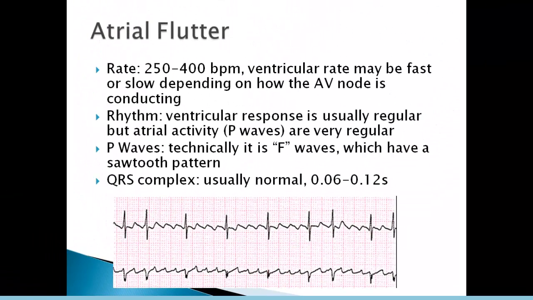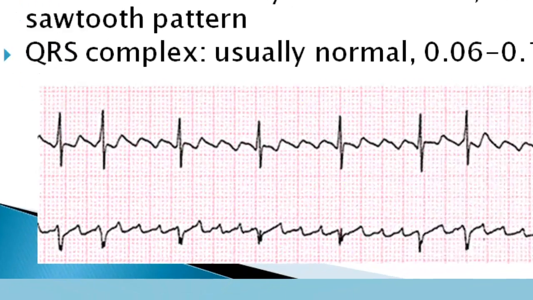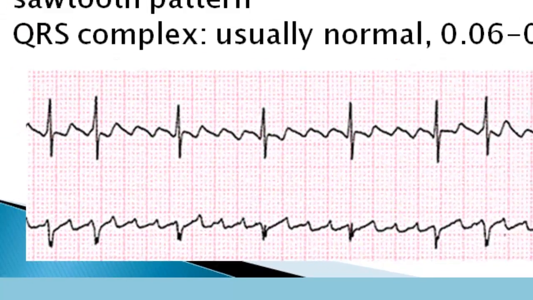Atrial flutter. The rate for atrial flutter is extraordinarily fast. It's between 250 and 400 beats per minute. The ventricular rate may be fast or slow, again, just depending on how the AV node is conducting. The ventricular response is usually regular, and atrial activity is very regular. Instead of having P waves, you technically have F waves or flutter waves, which have a very characteristic sawtooth pattern, and the QRS complex is usually normal. In the strip below, it is very characteristically sawtooth. You can easily identify atrial flutter when it looks like this.